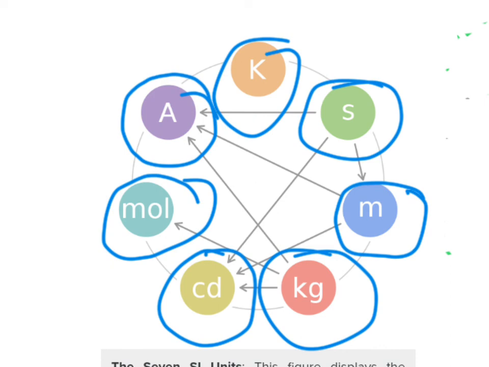This figure displays the fundamental SI units and the combinations that lead to more complex units of measurement.